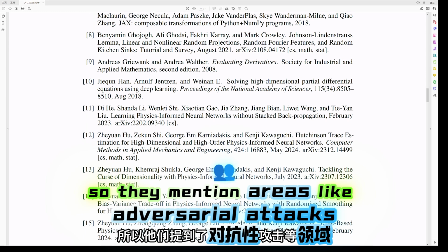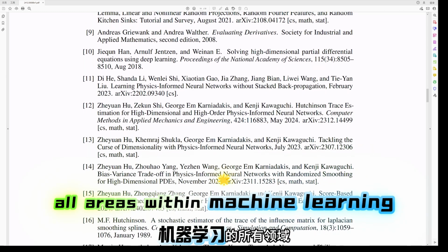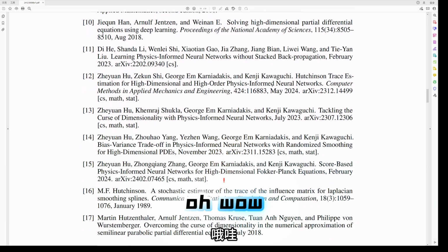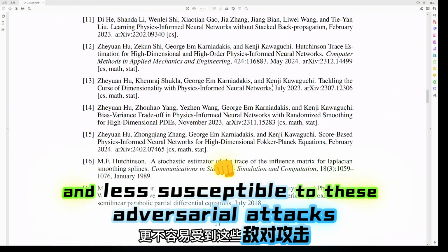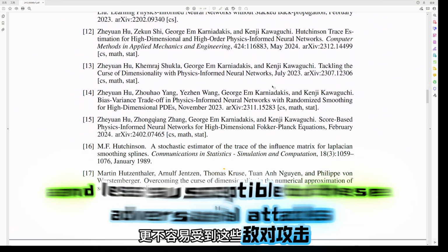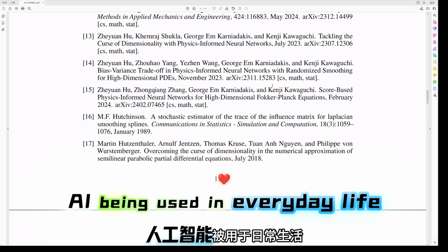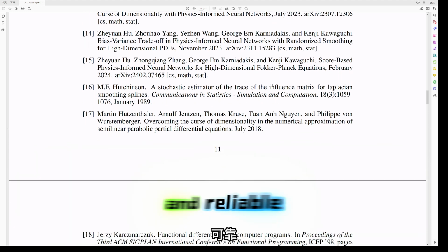Yeah, so they mention areas like adversarial attacks, feature attribution, and meta-learning, all areas within machine learning where high-order derivatives are important. Oh, wow. So imagine building AI systems that are more secure and less susceptible to these adversarial attacks. Right. That's really important as we're seeing more and more AI being used in everyday life. Exactly. So we want to make sure that these AI systems are safe and reliable.